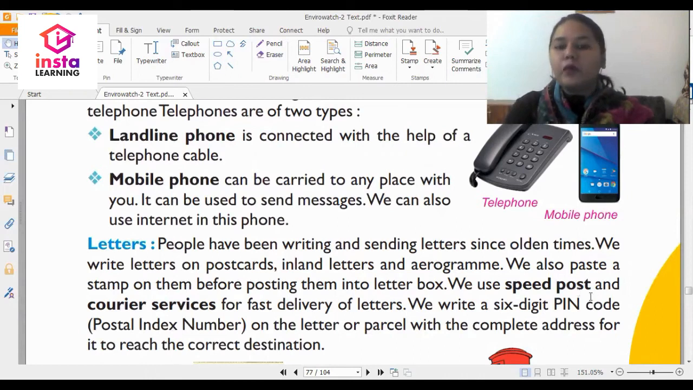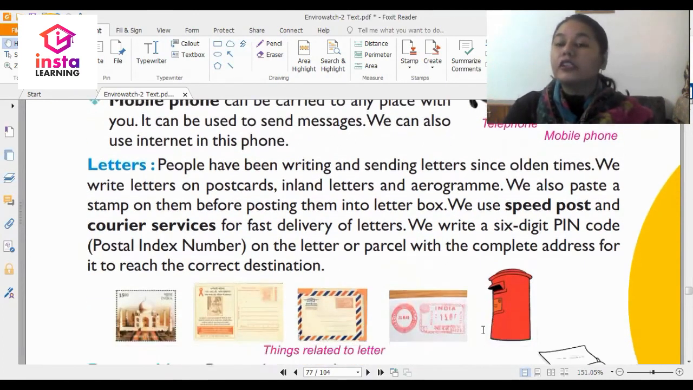We use speed post and courier service for fast delivery of letters. We write a 6-digit PIN code. What is the full form of PIN code? What is the full form of PIN? Postal index number on the letter or parcel with a complete address so that it reaches the correct destination.